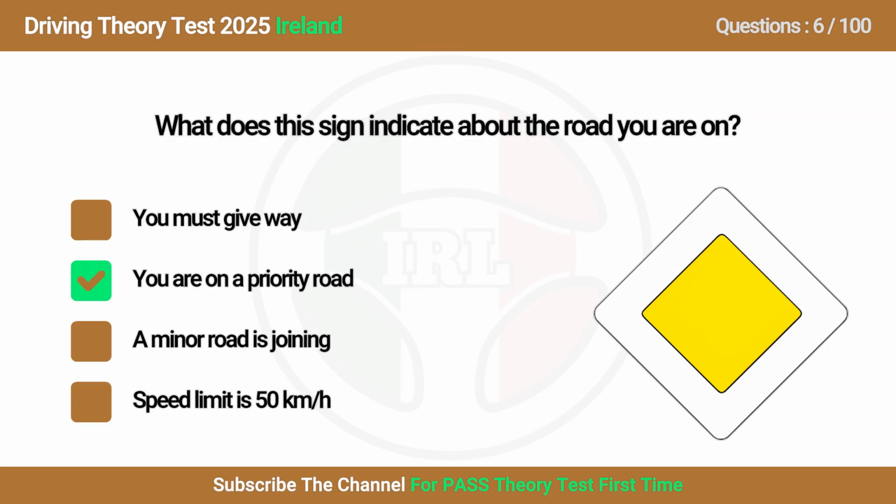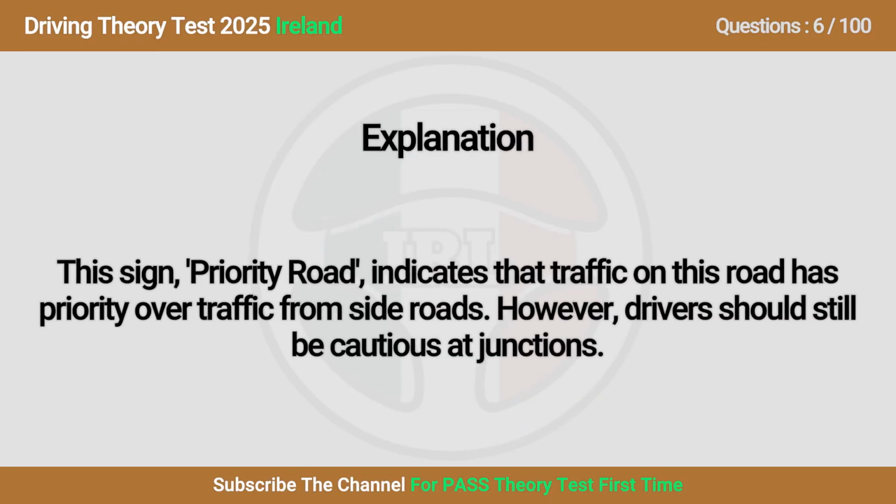Answer is B. You are on a priority road. This sign, priority road, indicates that traffic on this road has priority over traffic from side roads. However, drivers should still be cautious at junctions.